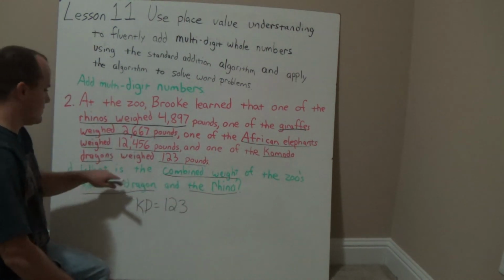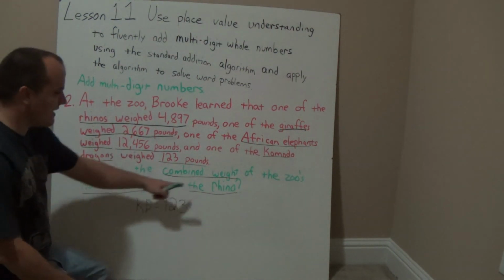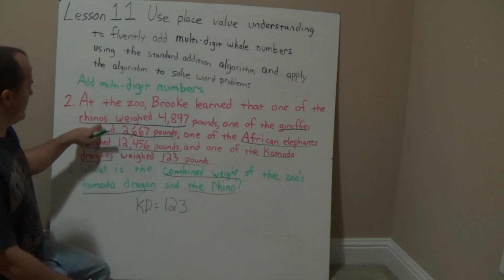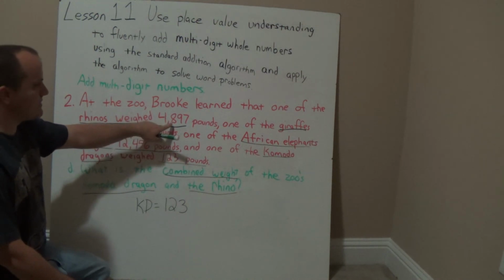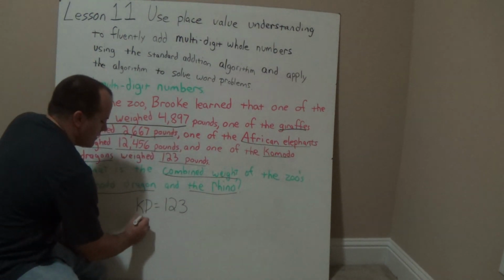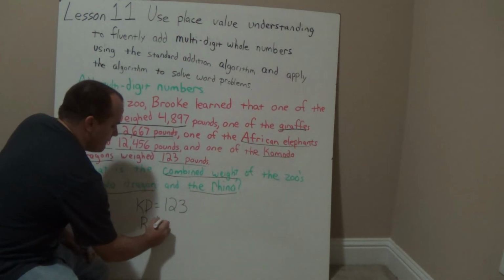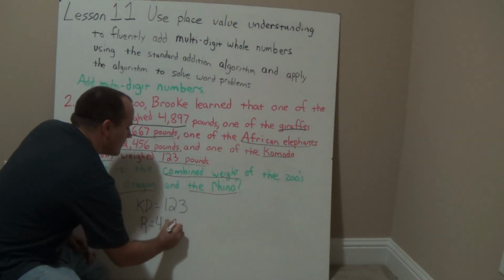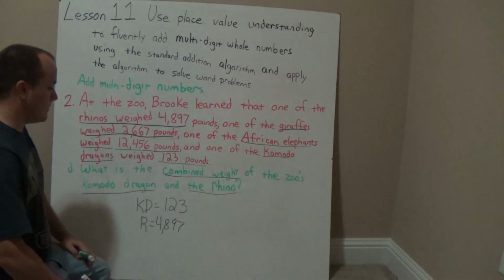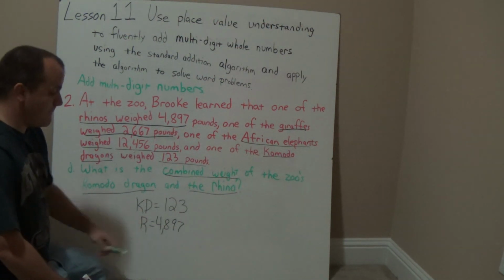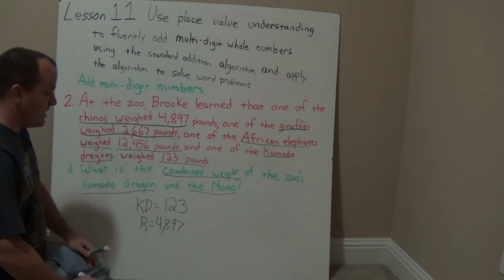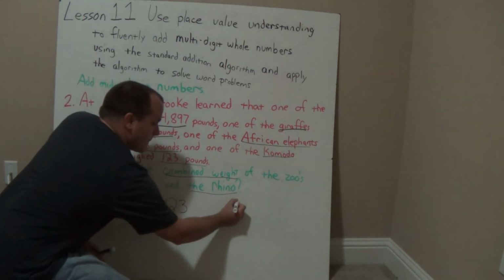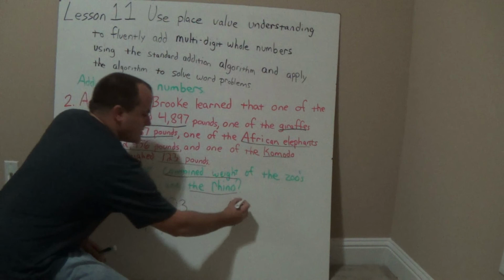And then my question says, what's combined with the Komodo dragon? Got it. And the rhino. Let me find my rhino here. 4,897 pounds. So let me put my R for my rhino. 4,897 pounds. Well, I want to make sure I put my bigger number on top. So I'm just going to combine them. I'm going to add them up. 4,897.